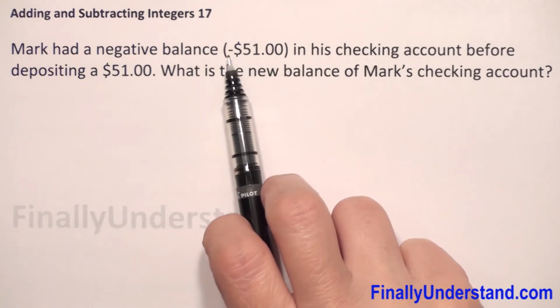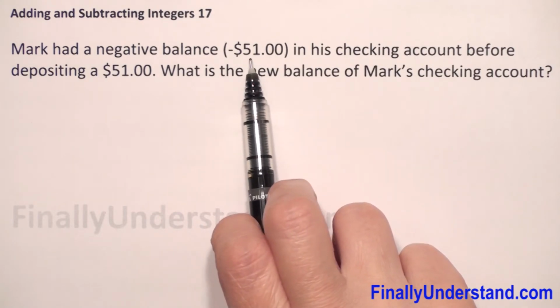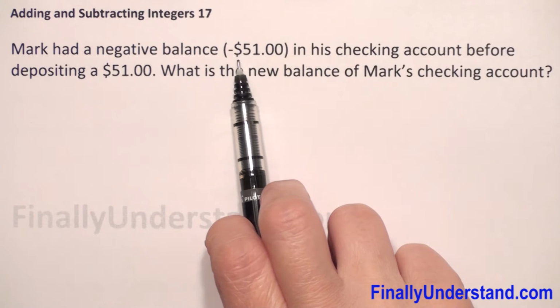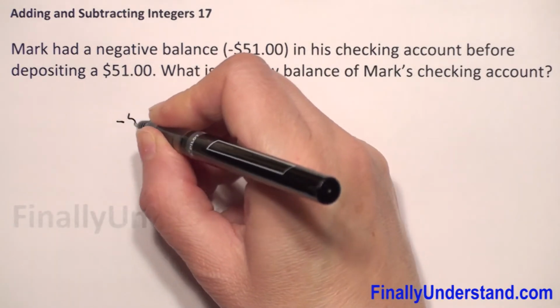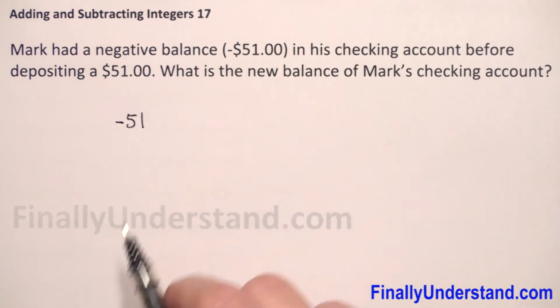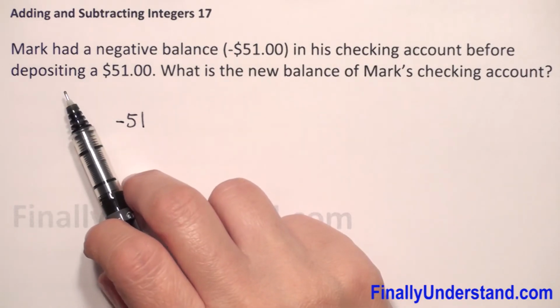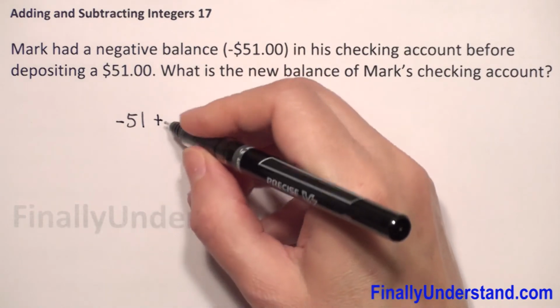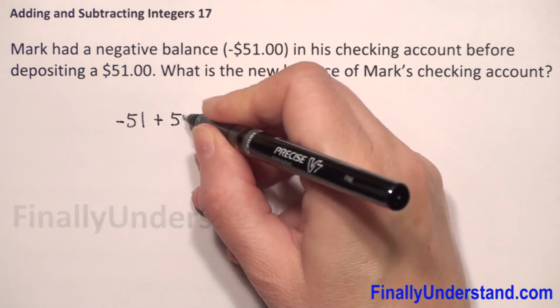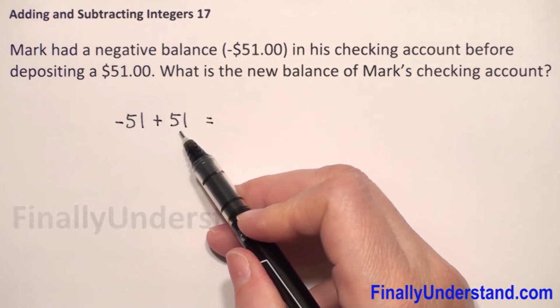We have a negative balance, this is $51. So let's forget about the dollar sign. We have just integers, negative integers, 51. It was in his checking account. Then he deposited $51. So we can add 51 to this balance. So this is equal to negative 51 plus 51.